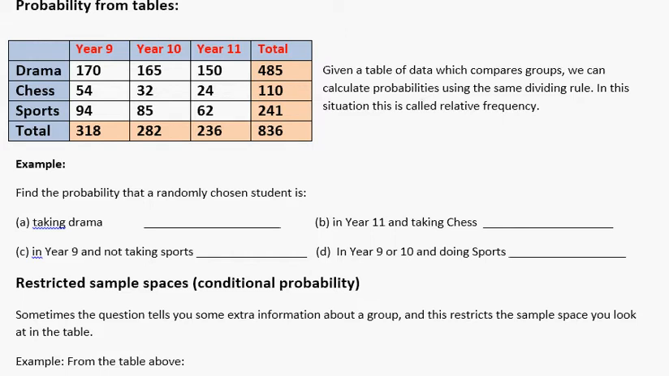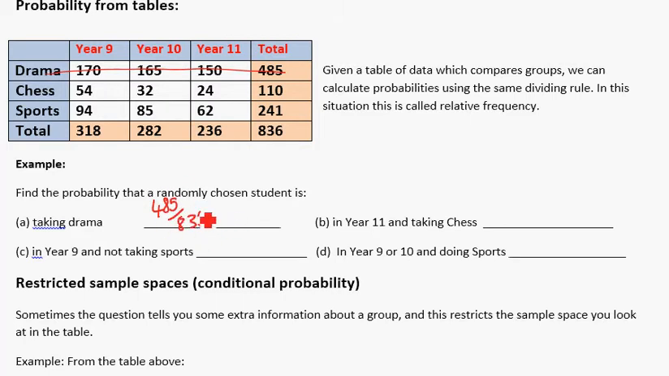Okay, probability from tables. We're given a table of data there. It says find the probability that a randomly chosen student is taking drama. Okay, well there's 836 students altogether. The probability one of them is taking drama. Here's the drama students across the top. There are 485 drama students altogether.